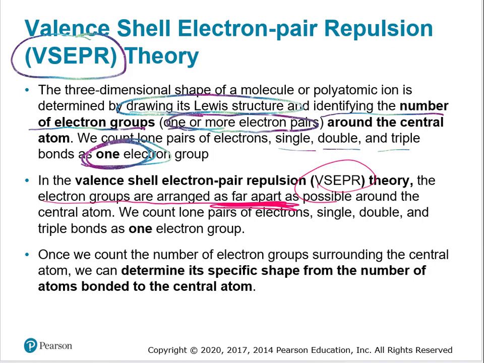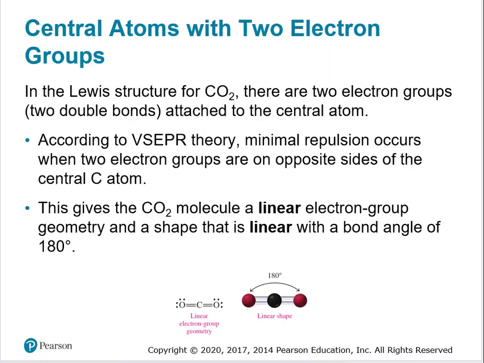Once we count the electron groups that surround the central atom, we can determine its specific shape from the number of atoms bonded to the central atom. In the Lewis structure CO2, there are 2 electron groups, 2 double bonds, attached to the central atom. If we look at this central atom down here, there is 1, 2 things or 2 domains coming off of the central atom.